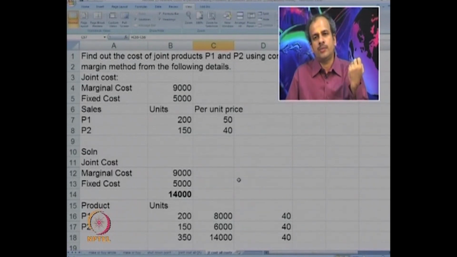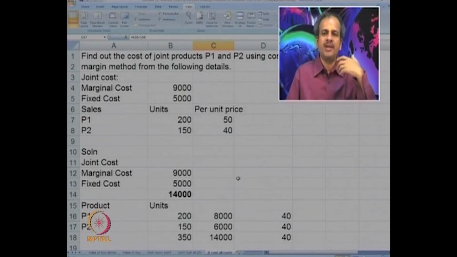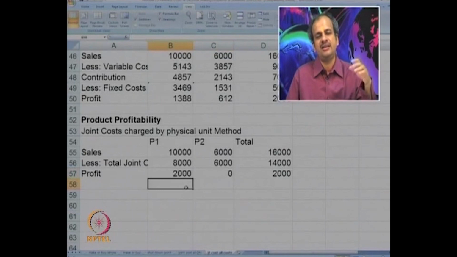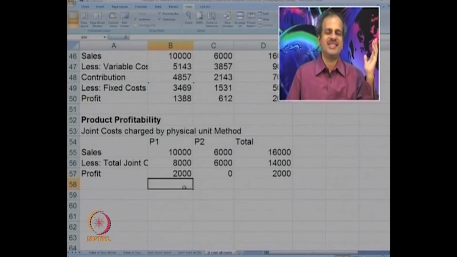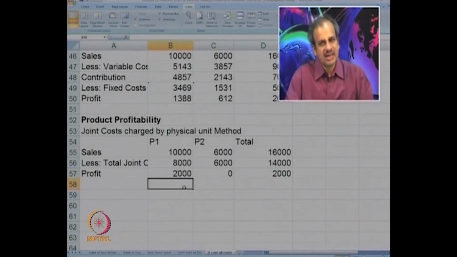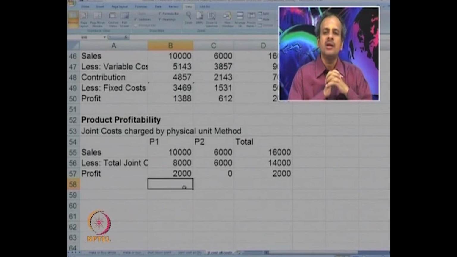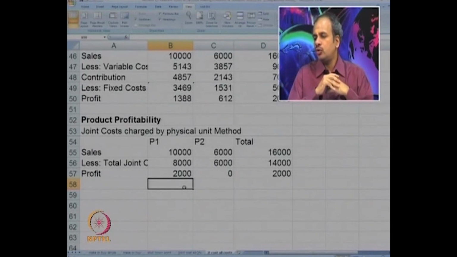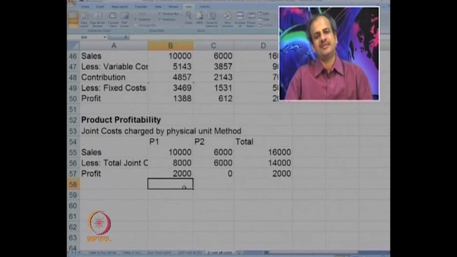So contribution margin method gives a better way of charging the joint cost than physical unit methods. I hope these methods are clear to you. Now there is one more issue. What happens sometimes in joint products is, at a particular level we get the output, and we have to decide whether we should further process it or not. Now how will you take that decision?